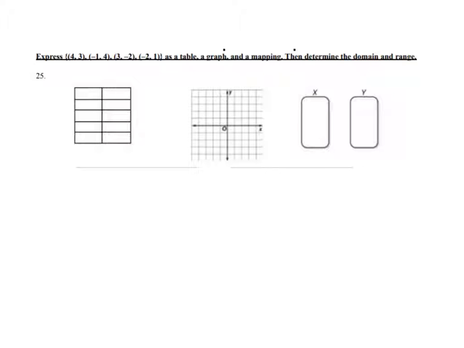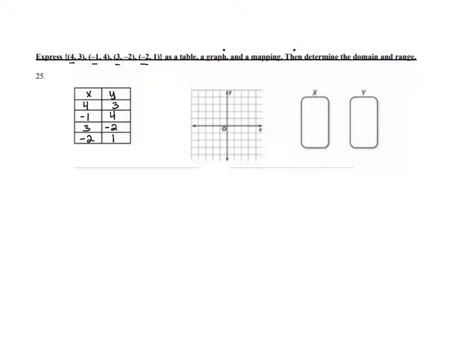So I'm going to start here on the left with my table, and I'm going to label them X and Y, and then I'm going to put my X values on the left hand side and my Y values on the right hand side. So it's going to be (4, 3), (-1, 4), (3, -2), (-2, 1).